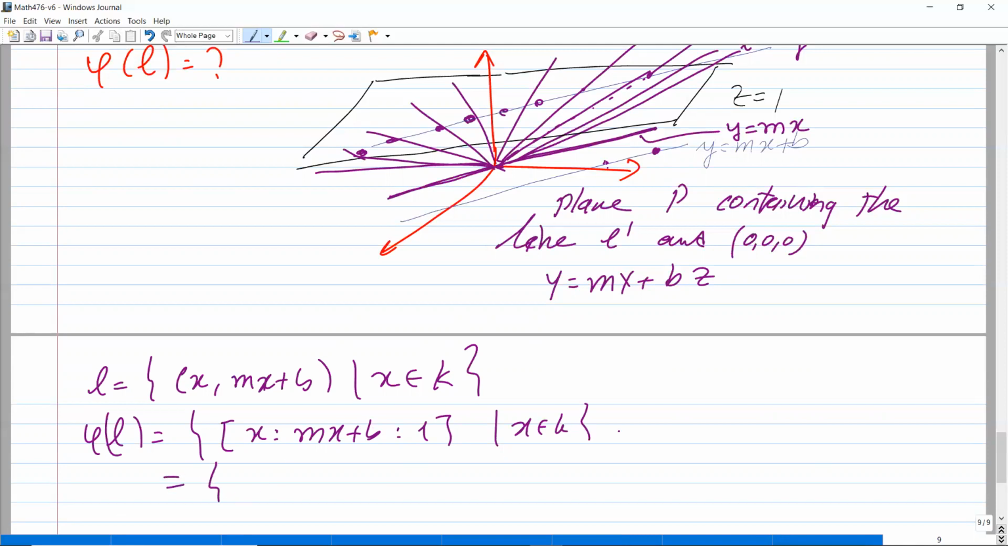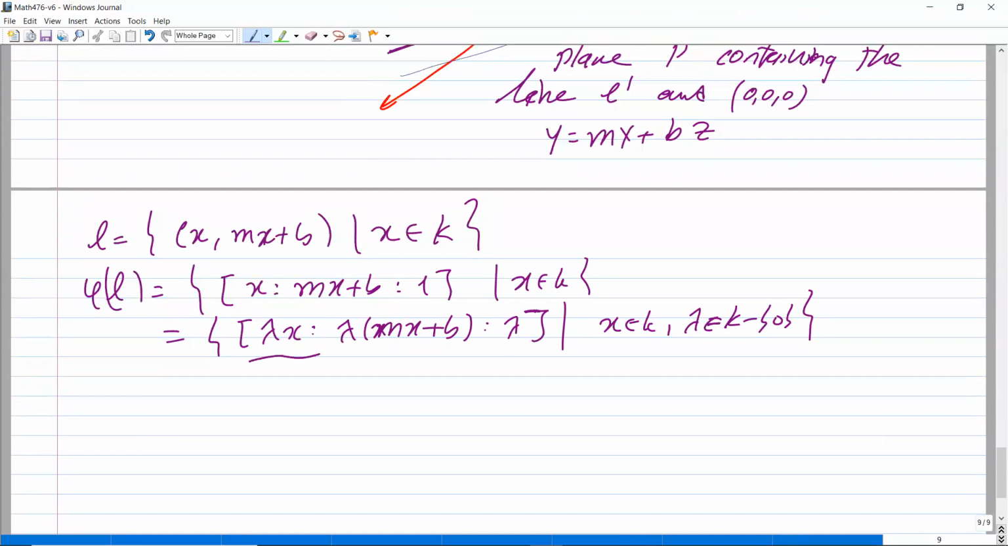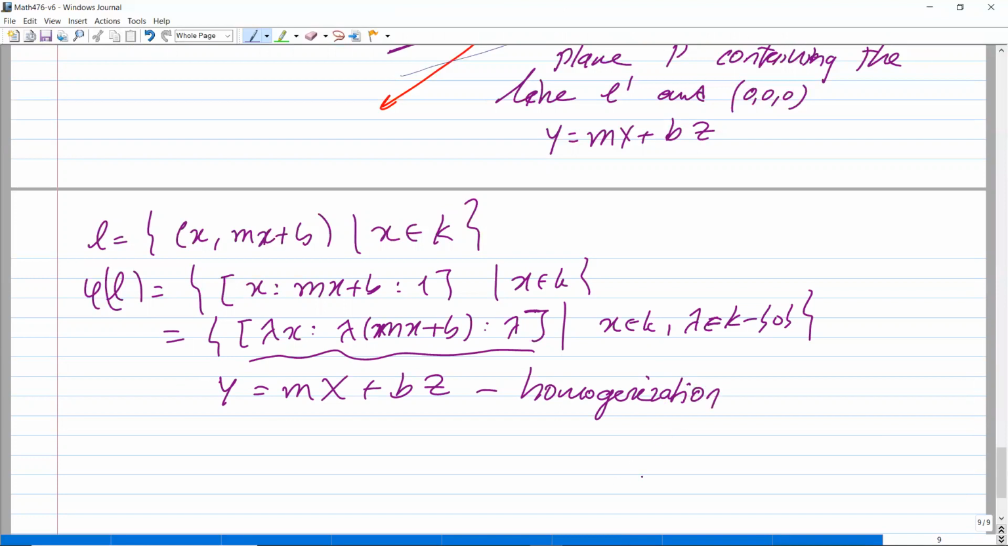And also, we can multiply by any lambda: lambda x, lambda (mx plus b), and lambda, where x is in K, and lambda is in K, but not 0. The set of all these points satisfy this equation. If you check this, it satisfies the equation y is equal to mx plus bz. So this is the homogenization, I guess it's spelled something like this, it might be incorrect, homogenization of y is equal to mx plus b.